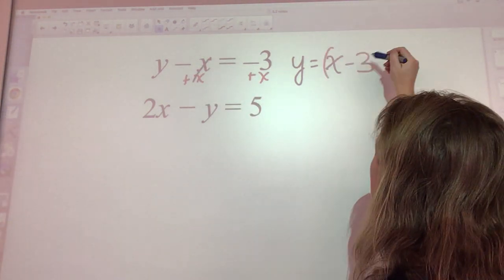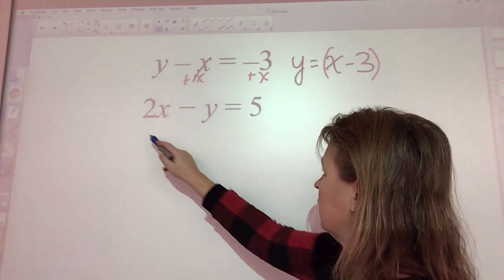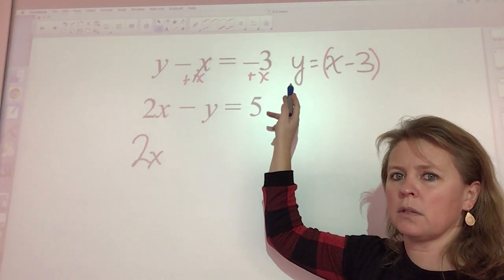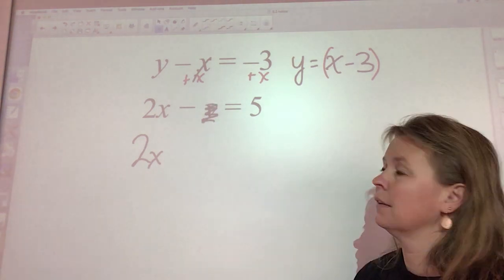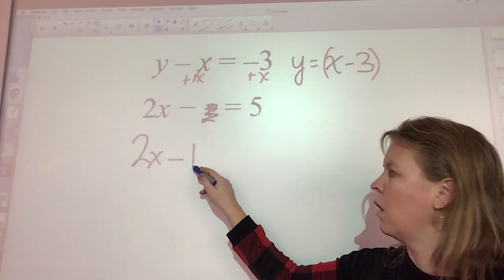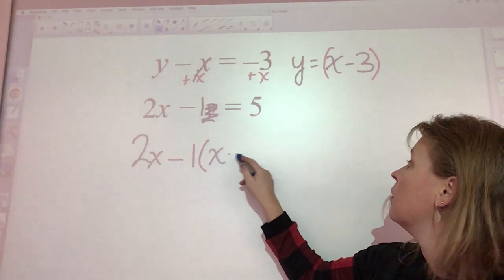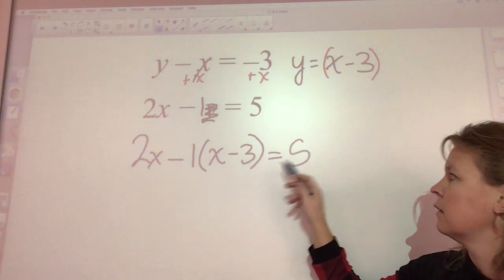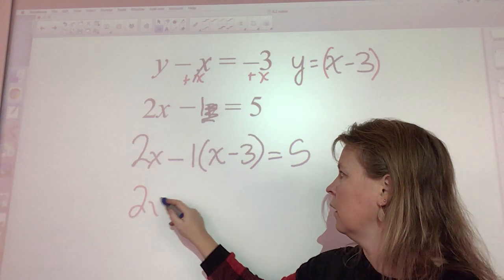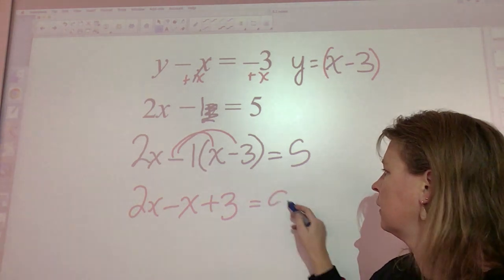Parentheses around the x minus 3. Where am I going to substitute that? Right here. 2x. This is equal to the y, and if it's equal to the y, you have to put it in place of the y. But guess what's in front of that y? -1. There's a -1 in front of that y that needs to be there. It's different when you have a -1 compared to a +1, because when you do distribute a -1, it actually does change the problem. -x plus 3 equals 5.